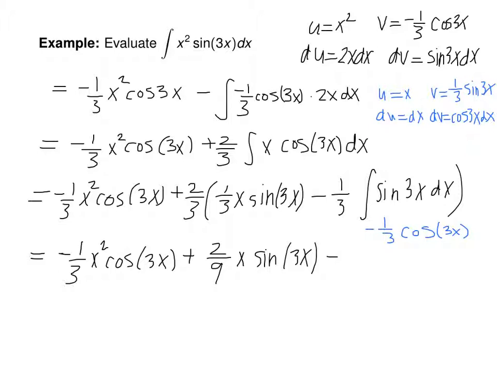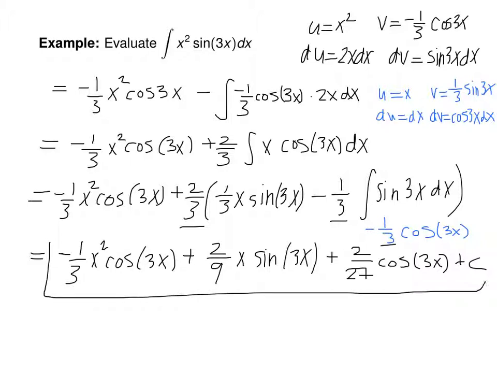So in the end we will have positive 2 over, we have this 3 multiplied by that 3 multiplied by that 3, so 2 over 27 cosine of 3x plus c. And as we discussed in the previous lesson, because this is x squared, you'll have 2 iterations of the integration by parts process. Had it been x cubed, that would have been 3 iterations and slightly evil.